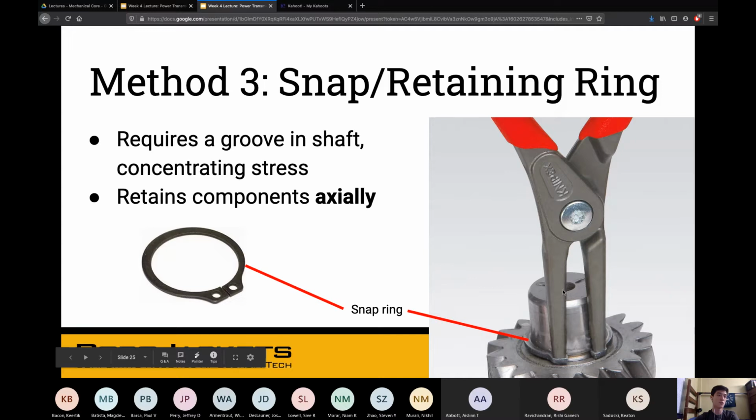It would be like if this was a bolt and we stuck a nut on it so that it wouldn't be able to move away from this gear. It's the same idea, except because the shaft is completely flat and there's no thread on it, we can use a retaining ring.